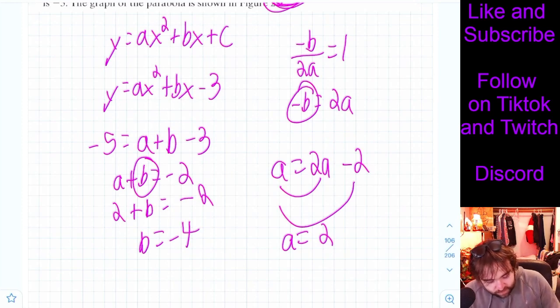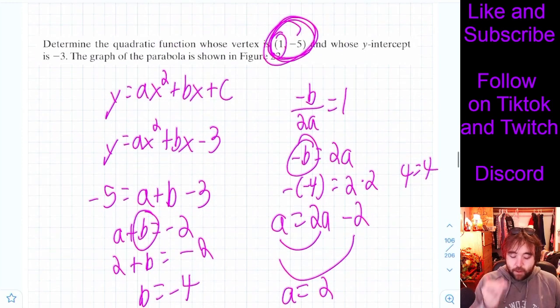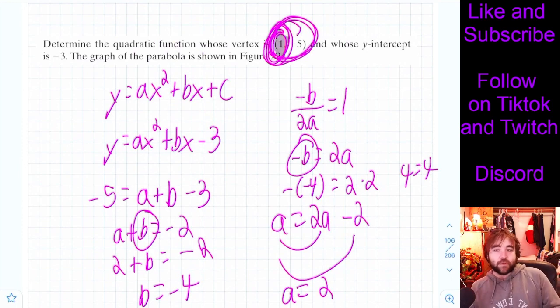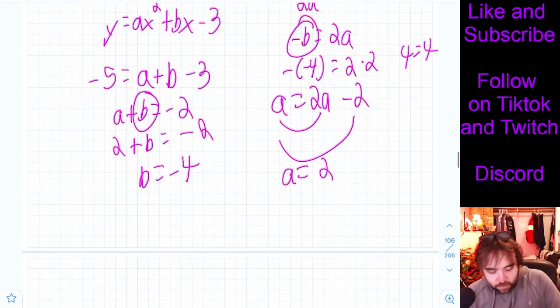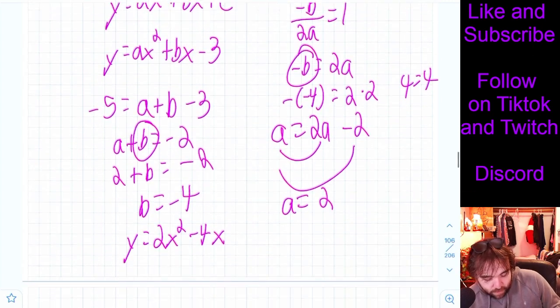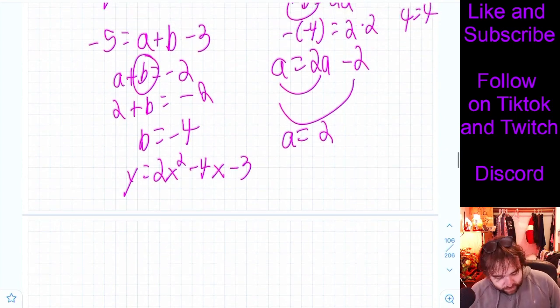And we should be able to test this up here, that if we do negative 4 equals 2 times 2, we do get 4 equals 4. So those a and b values satisfy both of the things we need them to. That we do indeed get that x coordinate of the vertex, and that this point is indeed on the graph. So now we have everything we need. Our equation is y equals, a is 2, so 2x squared, b is negative 4, minus 4x, and minus 3, minus that y-intercept. So let's actually graph it on Desmos.